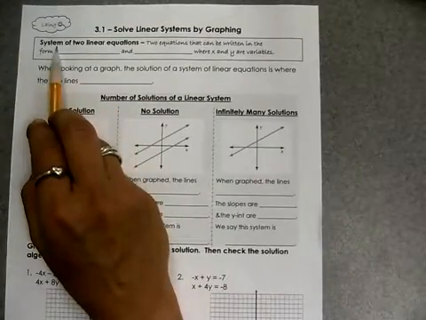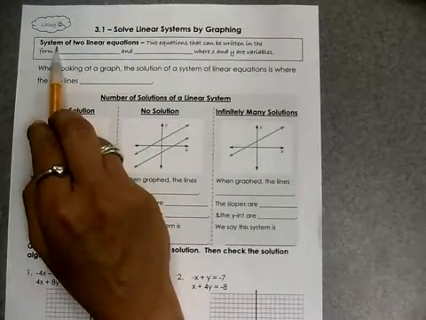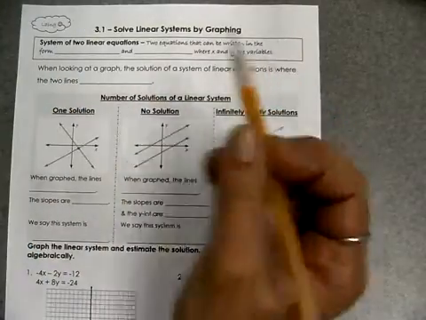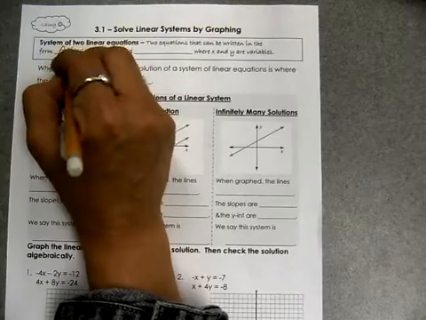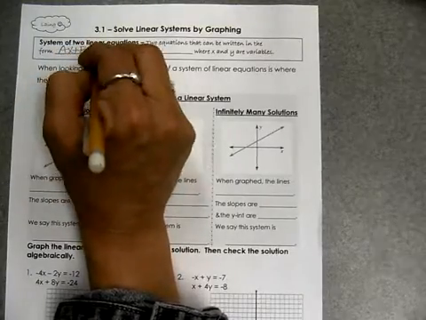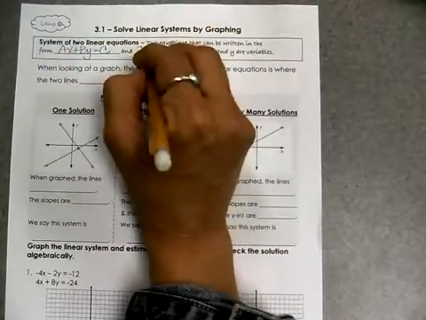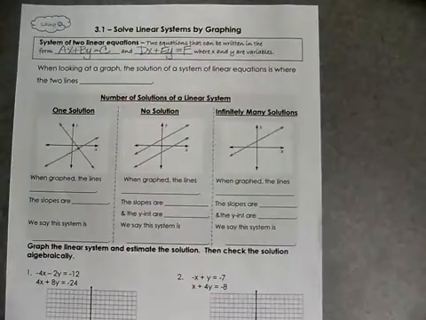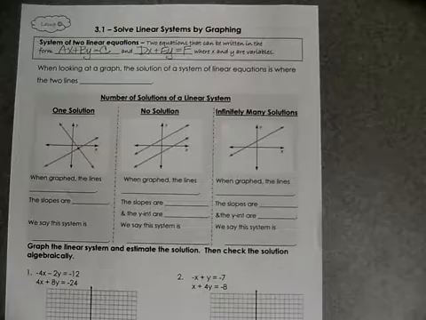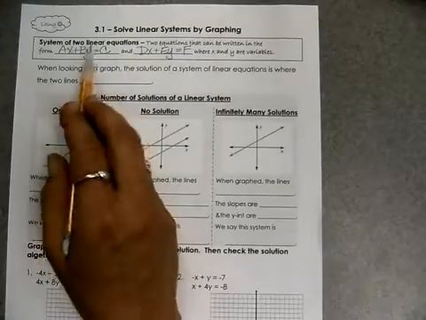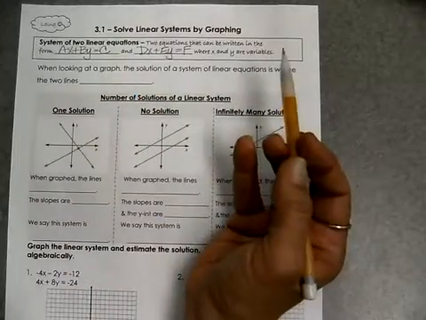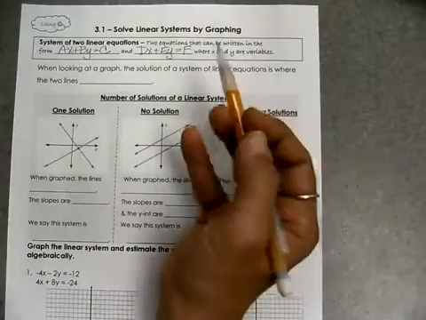So first let's talk about a system. When we talk about a system of two linear equations, they're basically two equations that can be written in the form ax plus by equals c and dx plus ey equals f, where x and y are variables. So these can be written in slope-intercept form too, but basically these are two linear equations. And we're going to solve these graphically today.